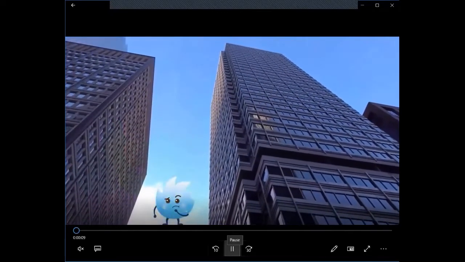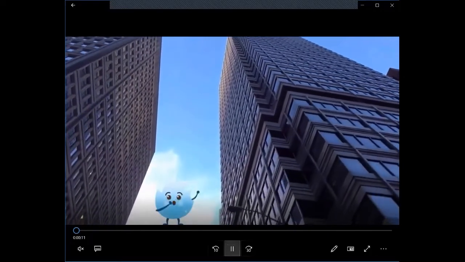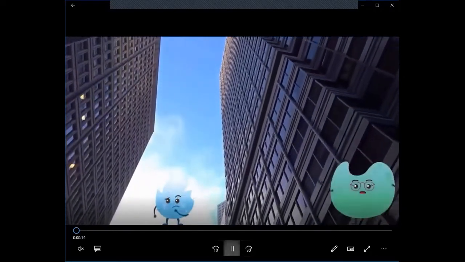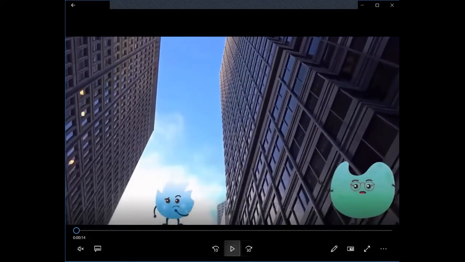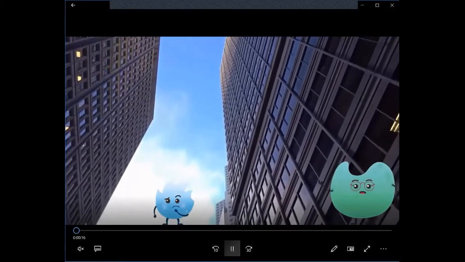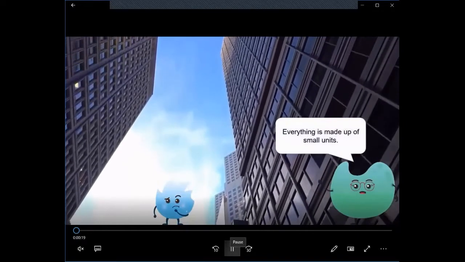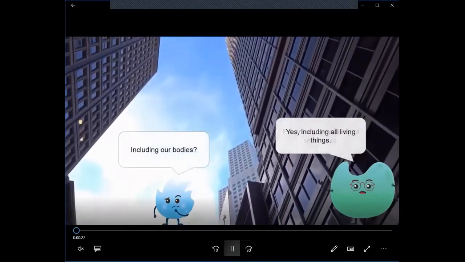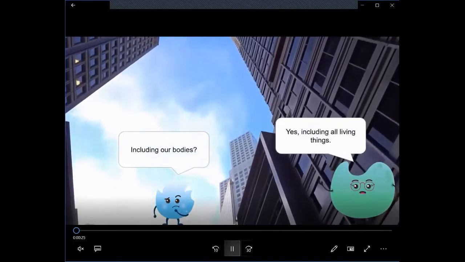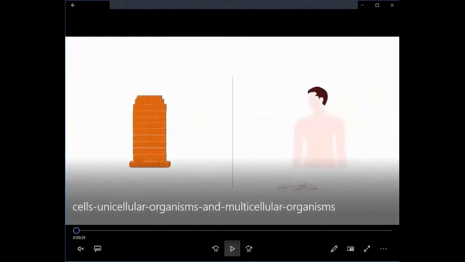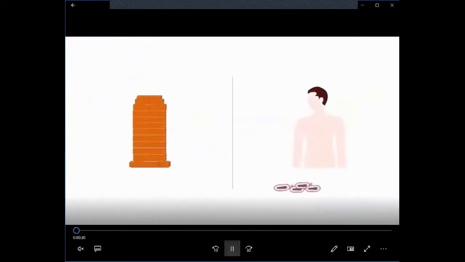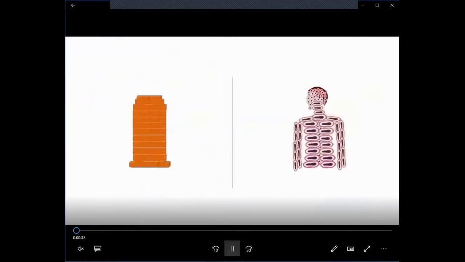Have you asked why and how these buildings are made up of? These tall buildings are made up of small bricks. In fact, everything is made up of small units. Everything, including our bodies. Not only our bodies, but including all living things. Just like a building, all organisms are made up of tiny building blocks, which are called the cells.